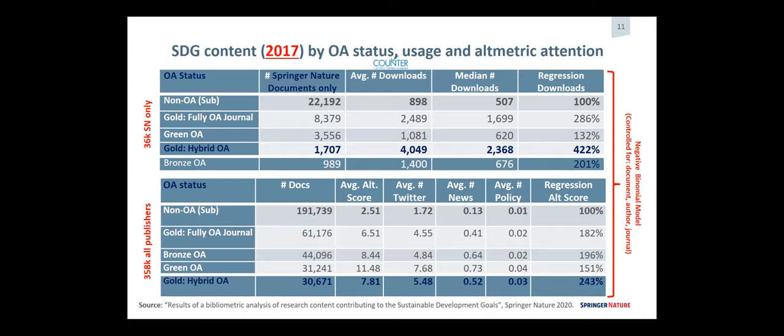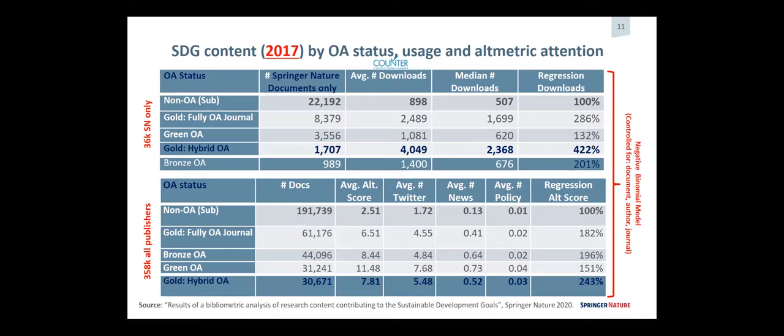This slide shows the results for usage and altmetric performance of classified SDG content. The results are categorized by OA status. Let's start with the usage. See the top part of this slide. Here, the results are based on a smaller subset of Springer Nature articles published in the year 2017. So for this pool of some 36,000 articles, we extracted COUNTER 4 usage statistics.